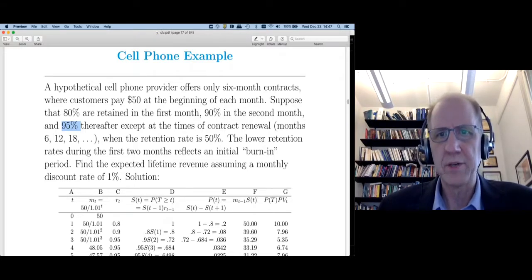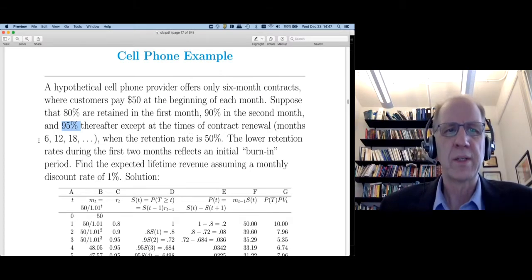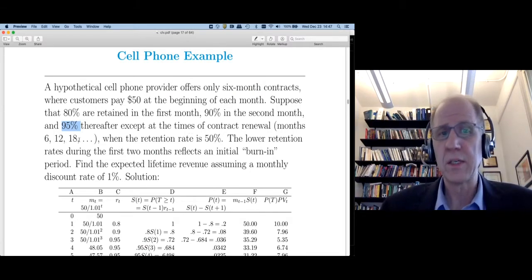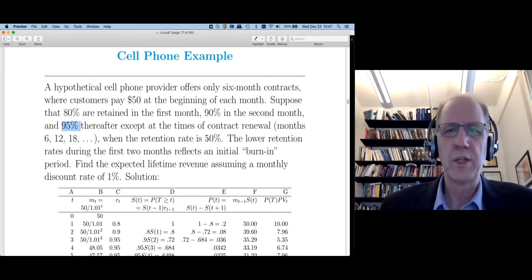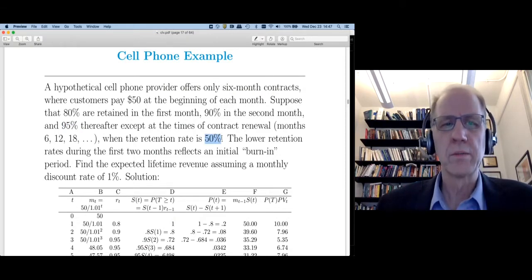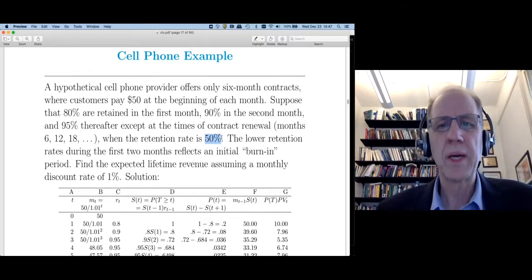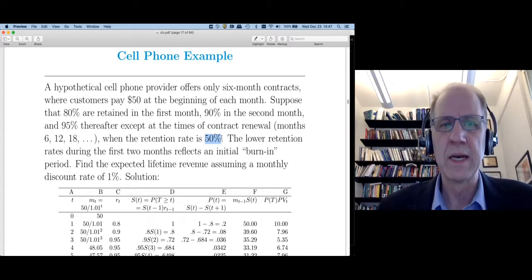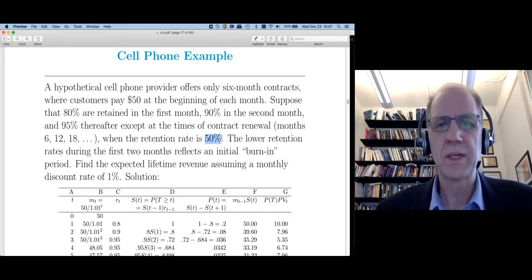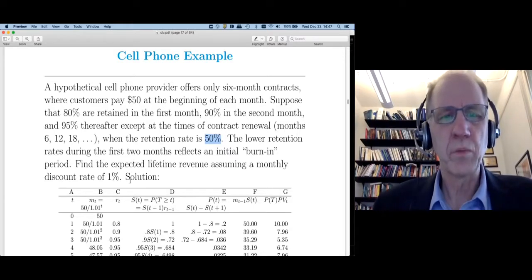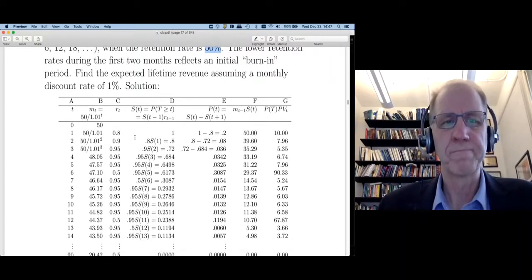So remember, your contract ends at period 6. So you're out of contract in month 6, 12, 18, 24, and so forth. And so when you're out of contract, the retention rate drops to 50%. Where we're going to go with this in a minute is I'm going to make you pay a penalty if you want to cancel when you're not in contract. But let's take this one step at a time and not worry about a penalty just yet. Let's assume that we have a 1% discount rate.